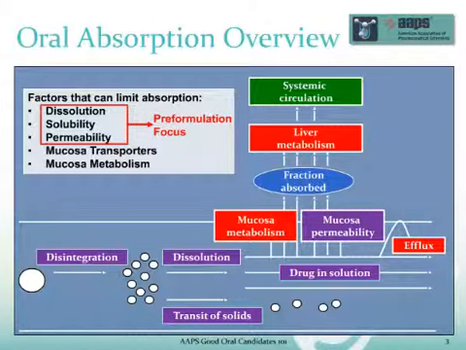So in terms of the formulation or pre-formulation scientist, when we're trying to optimize a formulation to give you better oral absorption, those boxes in purple are really the ones that we want to focus on. That's dissolution rate, solubility of your drug, and permeability of your drug. And by understanding those factors, you can then design a formulation to optimize that fraction absorbed.